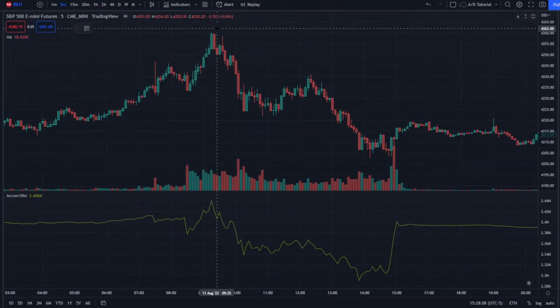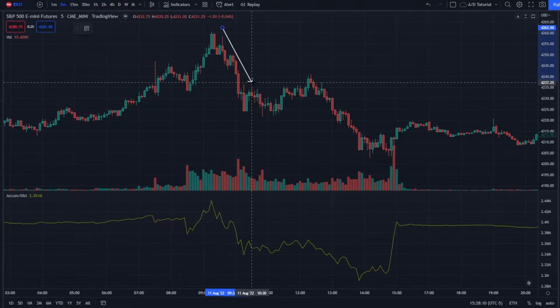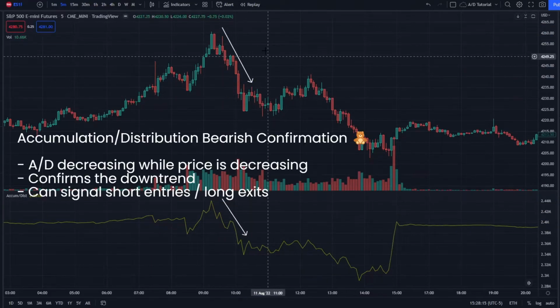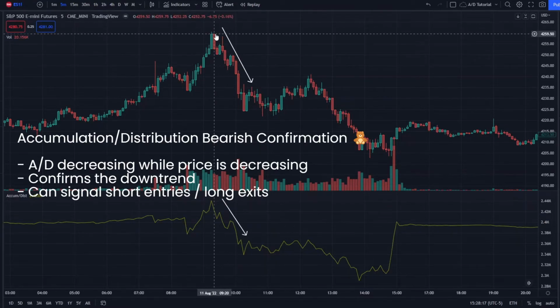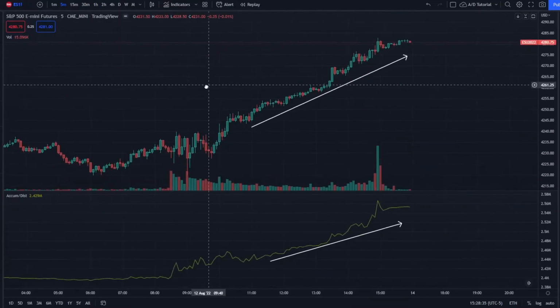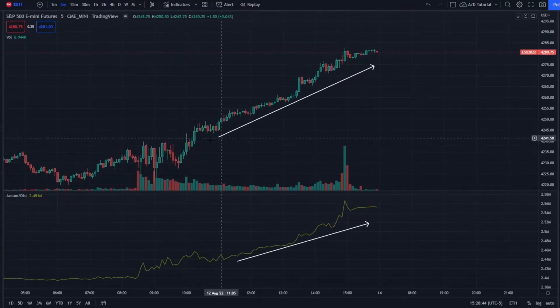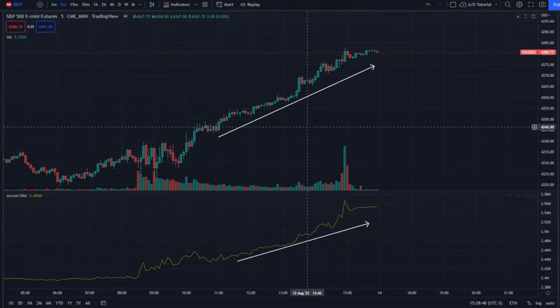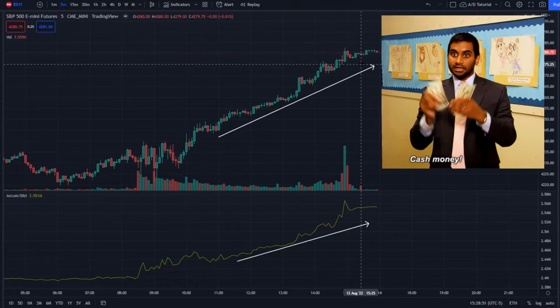On Thursday, in the morning, we can see that as price was decreasing, AD was also decreasing, thus confirming this downtrend. So at any point here, we could have looked for a short entry. Taking these kinds of confirmation trades can be very profitable, especially on strong trend days, such as the one on Friday. If you had entered long here and stayed in the trade so long as AD continued to confirm the uptrend, you would have made considerable profit.